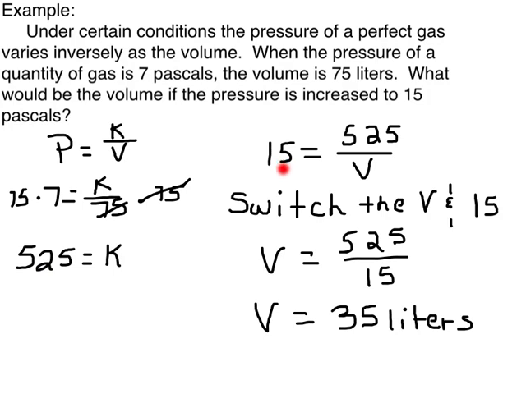So then we put in, if we change the pressure to 15, that would equal our constant 525 divided by V. Now I'm going to teach you a shortcut. Instead of trying to figure out a way to solve this, you're going to switch the 15 and the V that's over here on the bottom. Just switch places with them. Now we have V equals 525 over 15, and when we do the division we find that the volume would equal 35 liters.